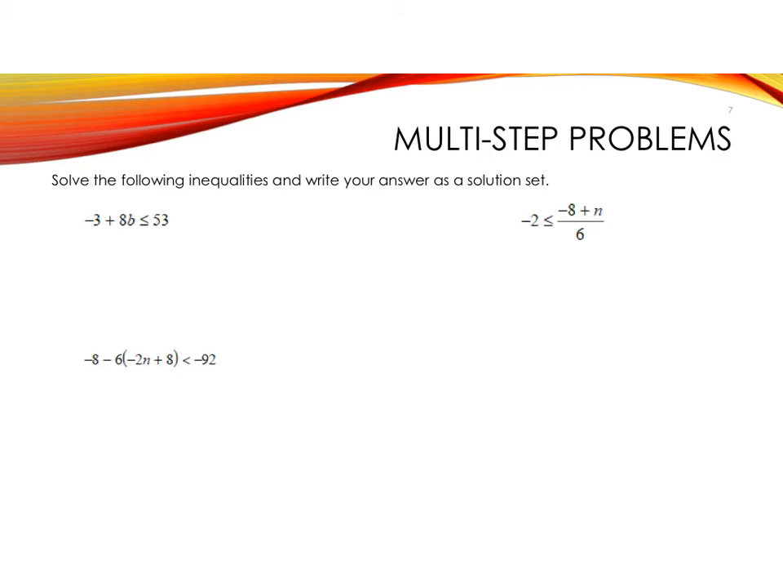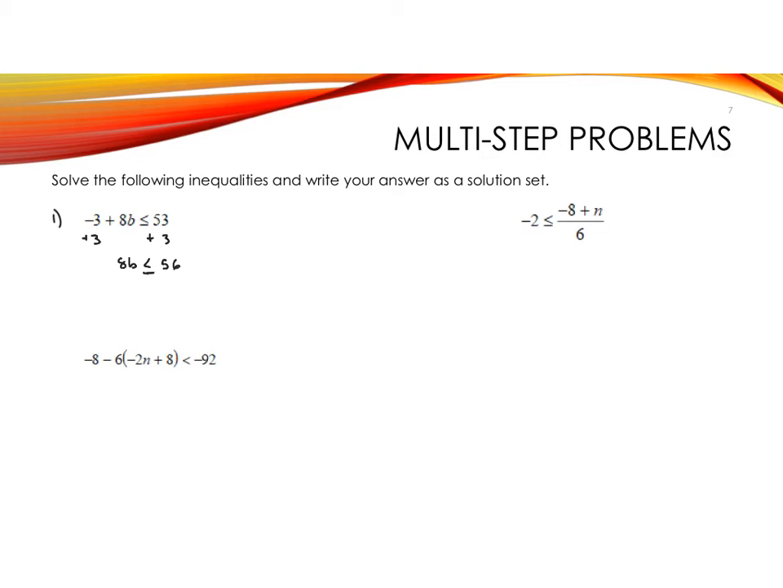All right, now that you know the rules, let's try some more complicated problems. Now I'll do the first one with you, and the second one, and you'll do the third one on your own. So let's get started. Number 1, you're going to start off the exact same way you would a normal equation. So I've got to get b by itself. I'm going to add 3 to both sides. 8b is less than or equal to 56.